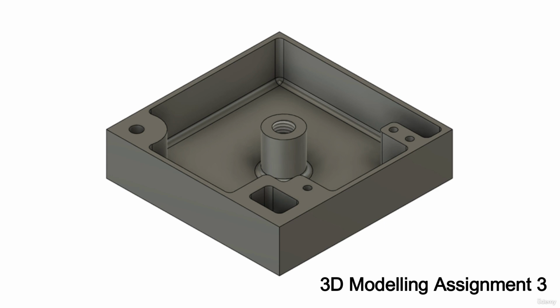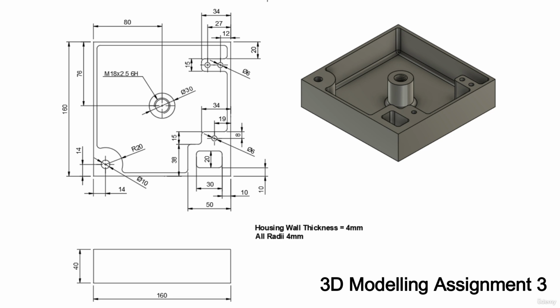This is your third 3D modeling assignment. This is a plastic injection molded housing consisting of quite a few features and a threaded simple hole in the center. The dimensions for this part are shown in the 3D technical drawing here. They're displayed in third angle projection to help you visualize and understand each feature's geometry.